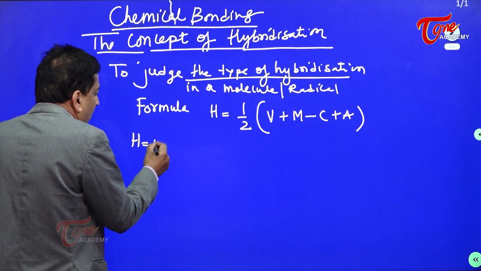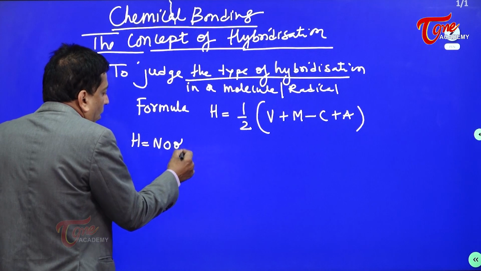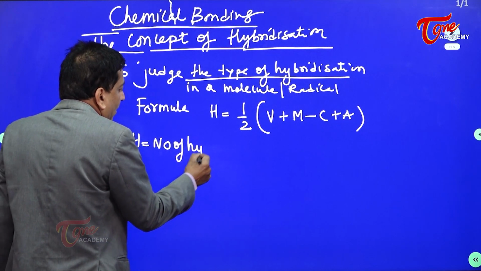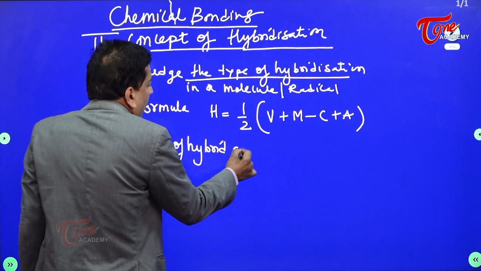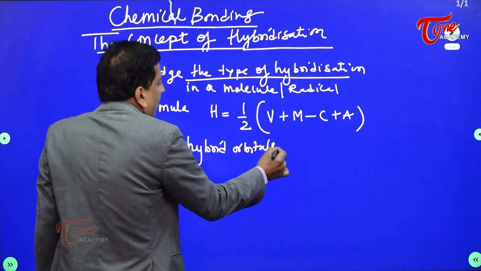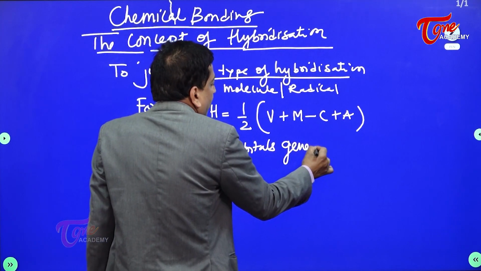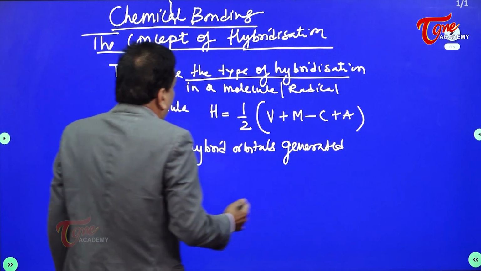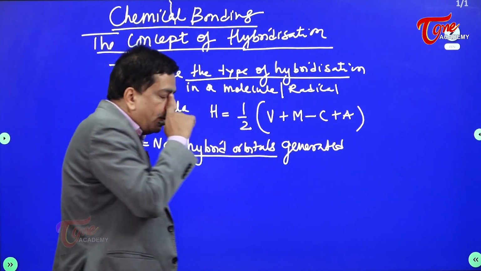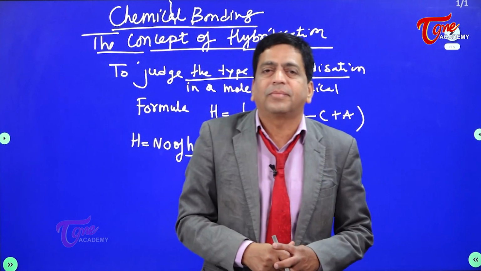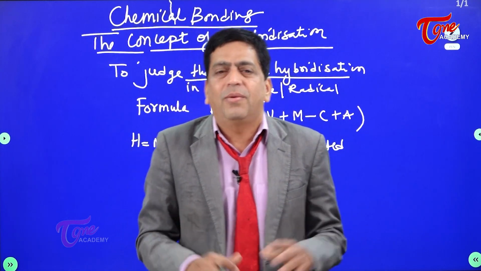H is the number of hybrid orbitals generated. Now what do you mean by this?